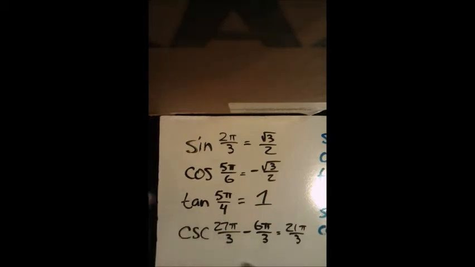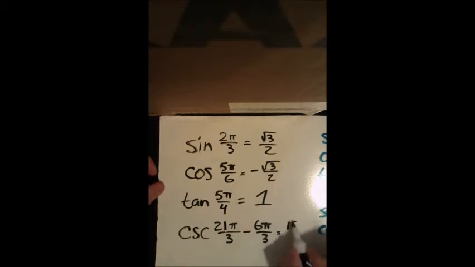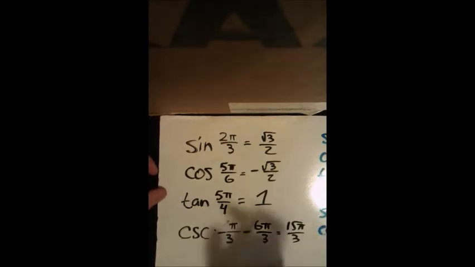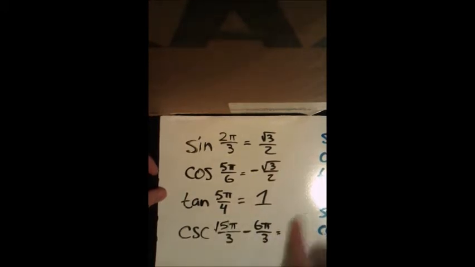Unfortunately, 21 pi over 3 is still not on the circle. So I'm going to do the same thing again. I'm going to subtract another 2 pi, so go around the circle one more time. And then I get 15 pi over 3, which is still not on the circle. So I do the same thing again, subtracting 2 pi, and I get 9 pi over 3.